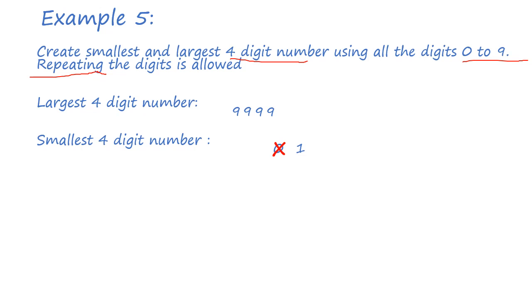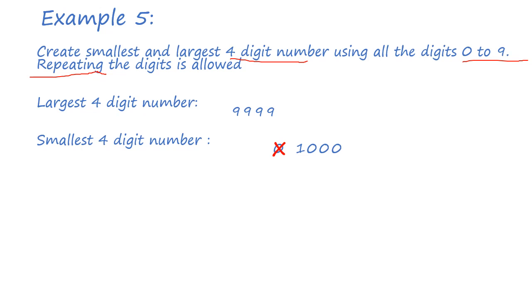What about hundreds place? Shall I put 1 again? Because repetition is allowed. No, but I have 0 also with me. And since I have taken care of the leftmost digit, I can use 0 at hundreds place. And what about at tens place? I can use 0 again and 0 again. So we have the smallest 4-digit number, which is 1000. So just remember that the largest 4-digit number is 9,999 and the smallest 4-digit number is 1000.